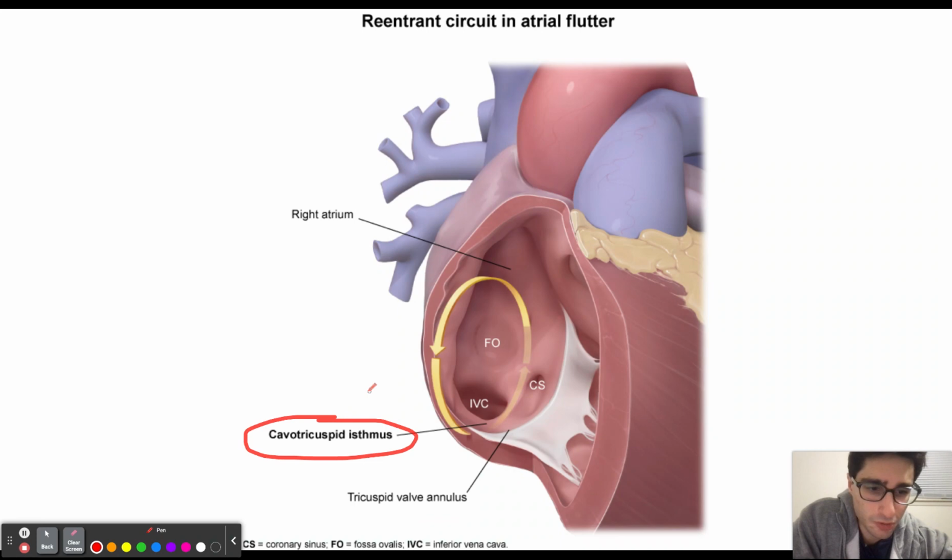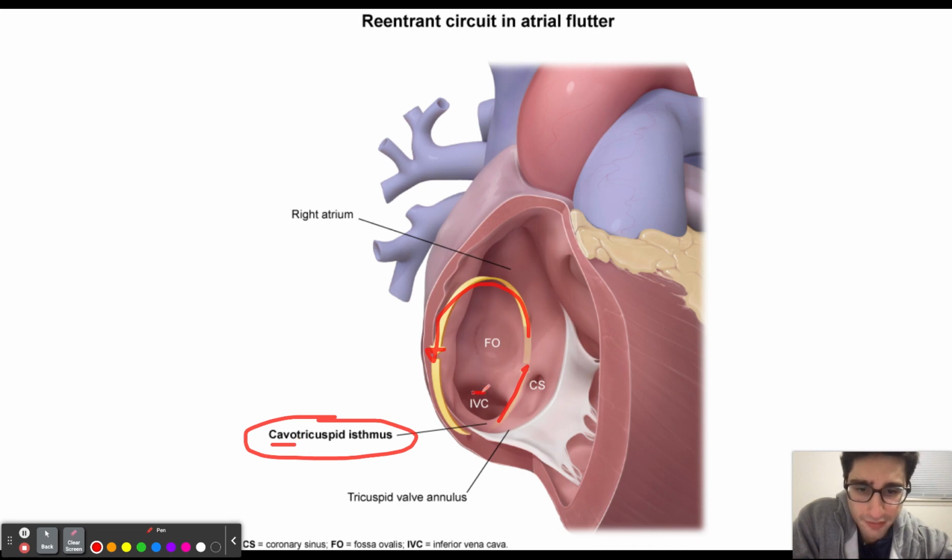Okay, so this is an abnormal tissue that is going to be in the right atria, and this abnormal tissue is going to propagate an electrical impulse, and so it is going to have this circular pattern. It is going to create this electrical circuit that is going to keep contracting the atria, which is going to cause an arrhythmia. Now, the name is going to tell us where it is located.